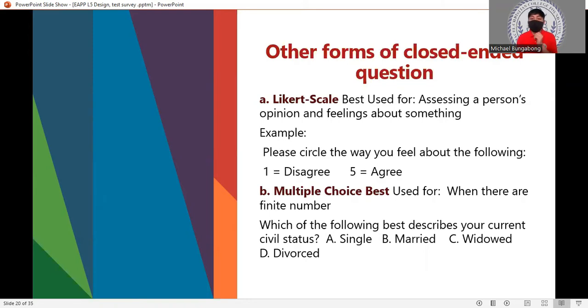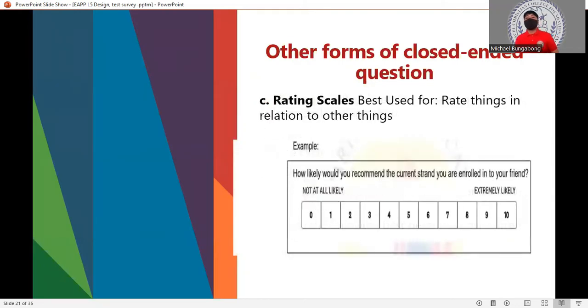And multiple choice is best used when there is a finite number of choices. So, which of the following best describes your current civil status? Single, married, widow, divorced. So when I say finite, these are all the choices that you have to put in there. You don't need to put others because it's a finite number. Does that make sense?